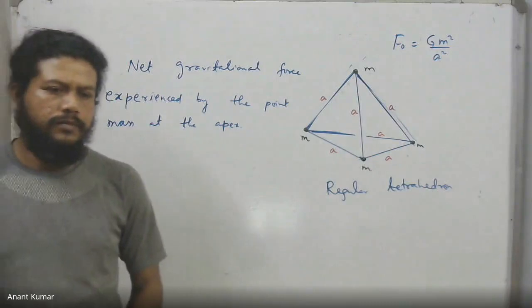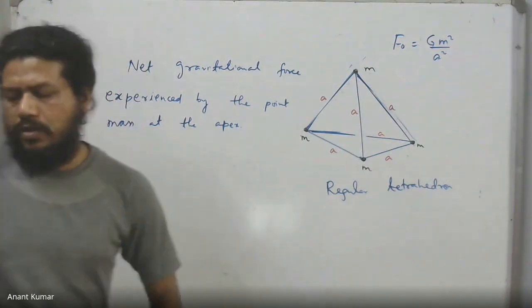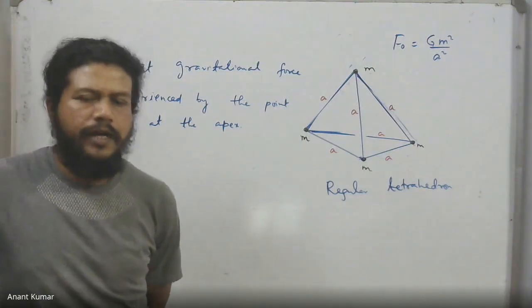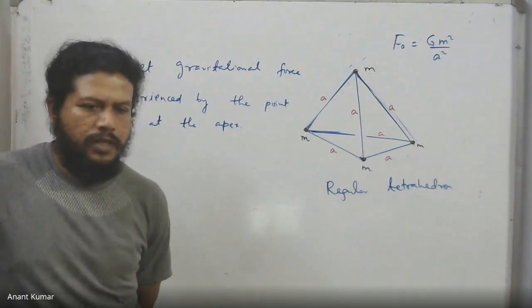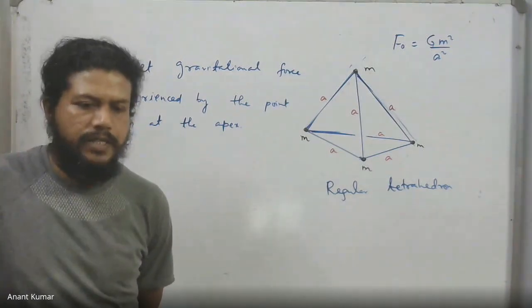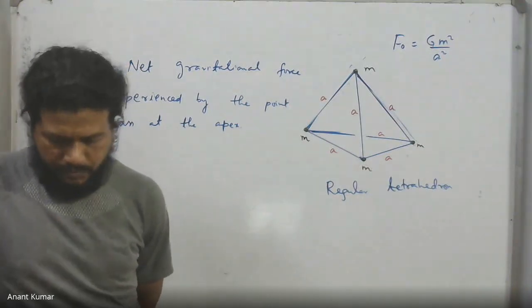F naught is basically Gm square upon a square. Dimensionally, it is a force. So we have to express the answer in units of F naught. How much F naught is the force acting on the apex point mass because of the three point masses at the vertices of the base triangle?